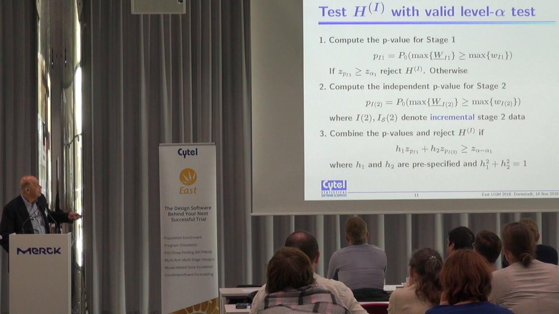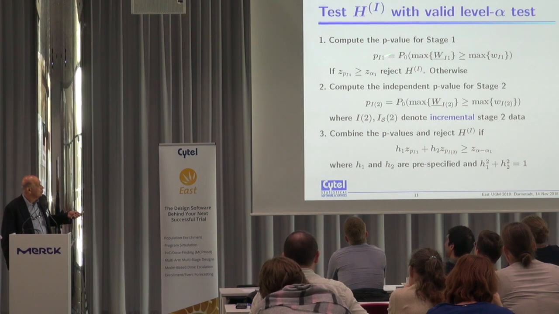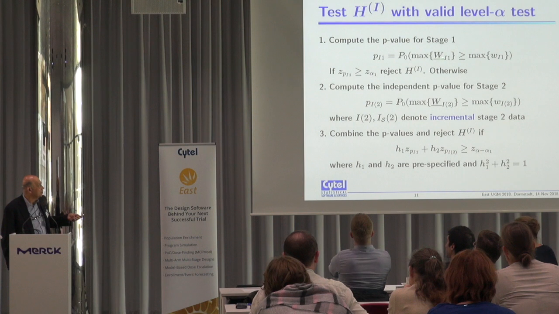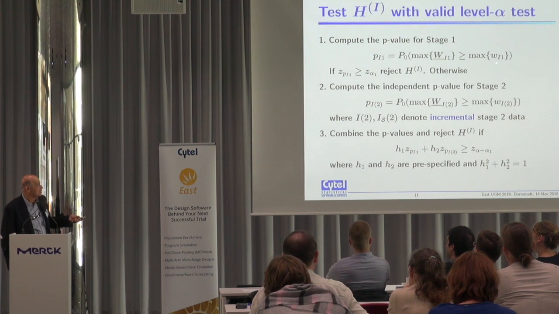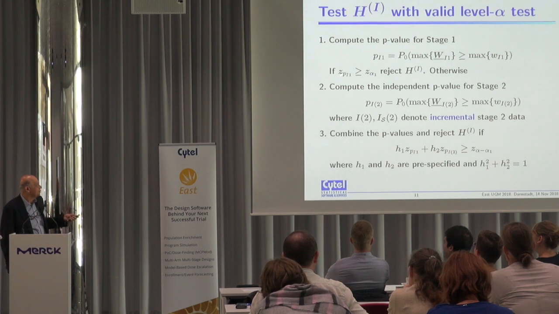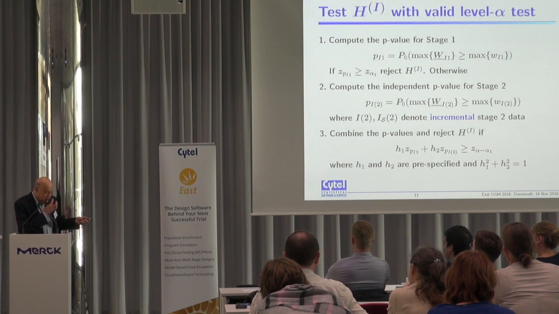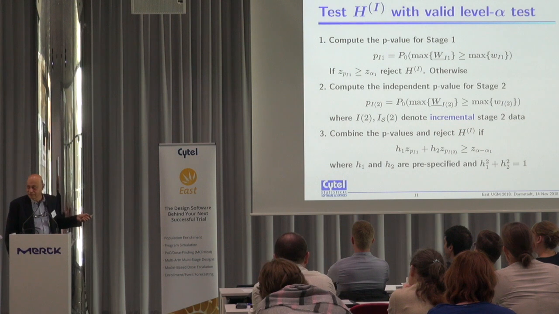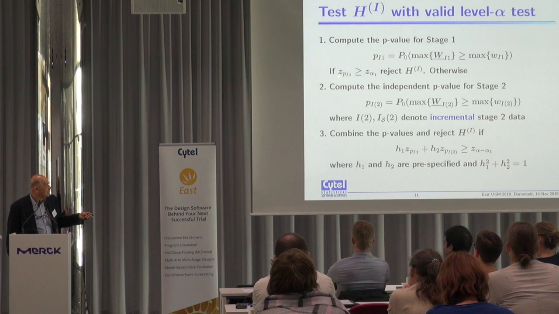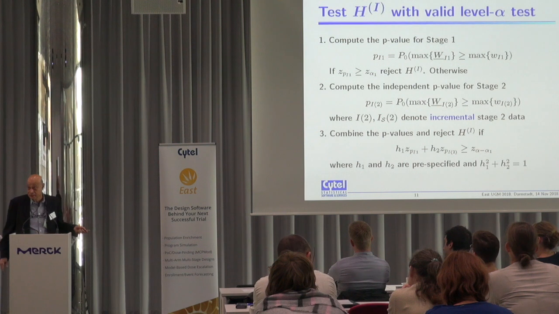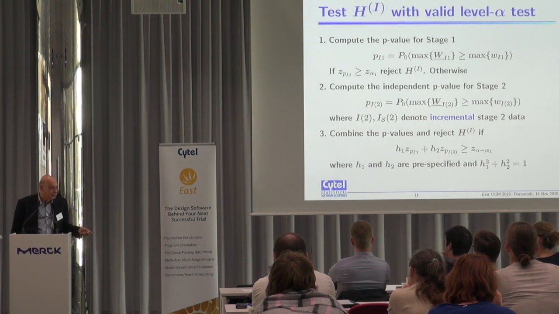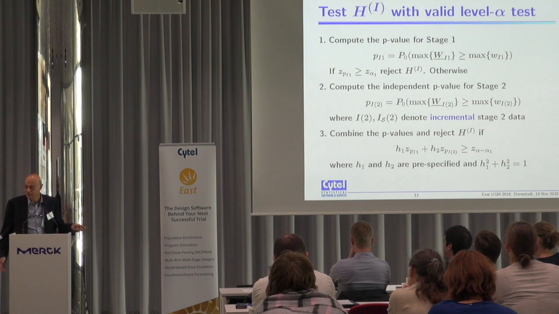What you do is, the first stage p-value would be the probability that the max of the W_I1s is greater than the observed max. And then you can just take the tail area of that, convert it to a normal percentile on the z scale. And if the z of this p-value is greater than z alpha, you can reject. Or in other words, if the p-value itself is smaller than alpha 1, then you reject.